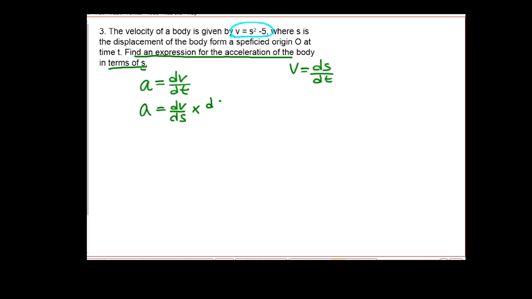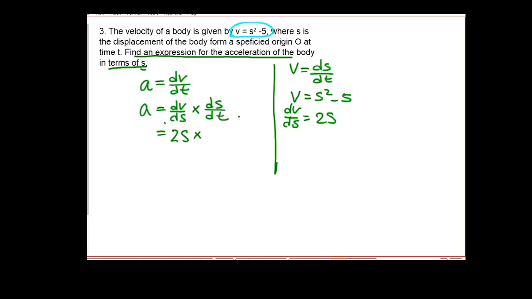times ds/dt. All right, dv/ds: v is given here as s squared minus 5, so dv/ds in this case is 2s. Therefore, I have 2s times ds/dt, but ds/dt is v, and v is s squared minus 5. Therefore, simplifying this, I will have 2s cubed minus 10s. So here's the answer.